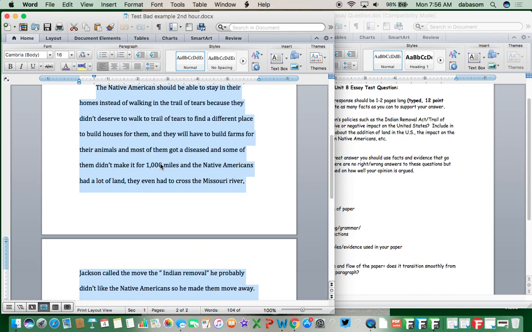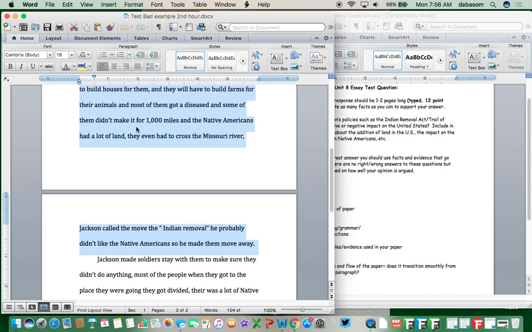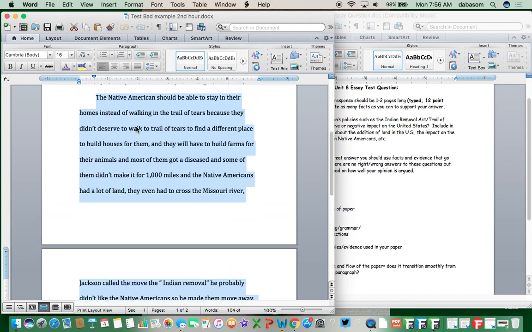It definitely talks about the 1,000-mile journey. It definitely talks about how Native Americans, some of them became diseased. It talks about the fact that they had to walk, and kind of hints at the fact that many died on the Trail of Tears. But so, I mean, there are some good thoughts here. This person has a grasp of what's going on.